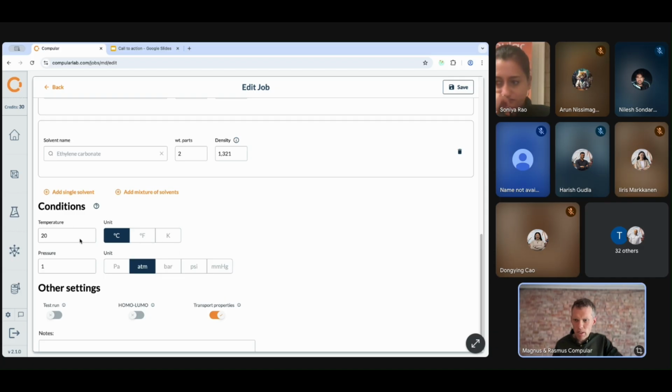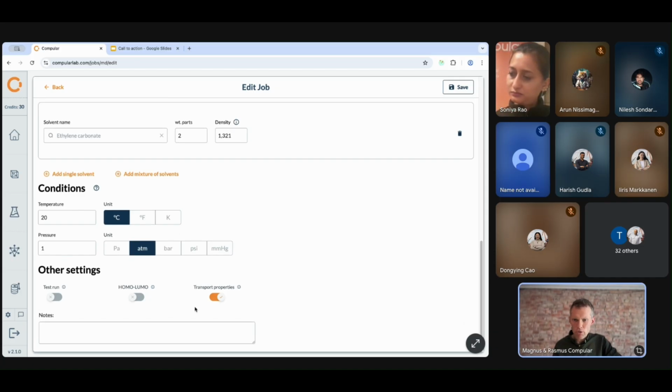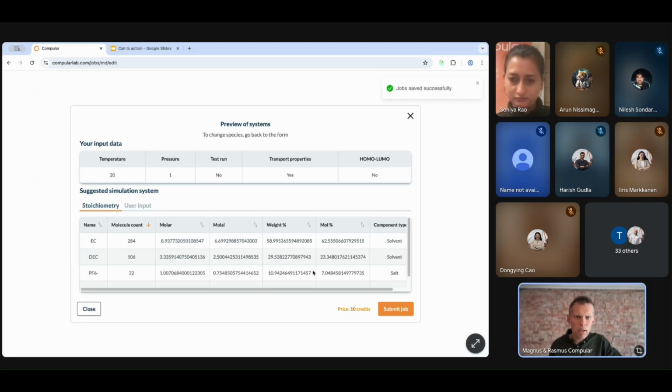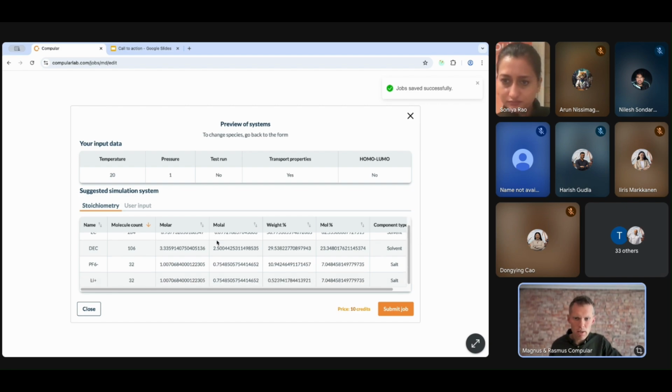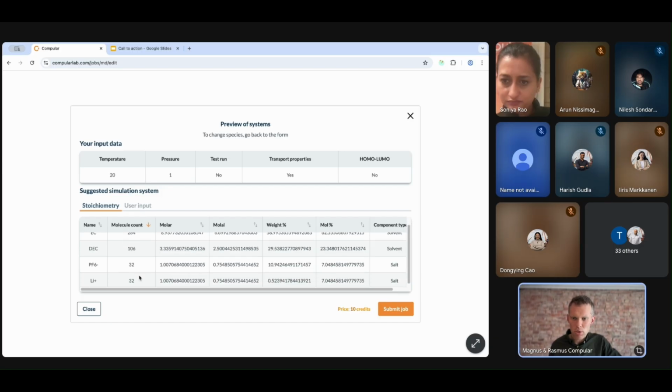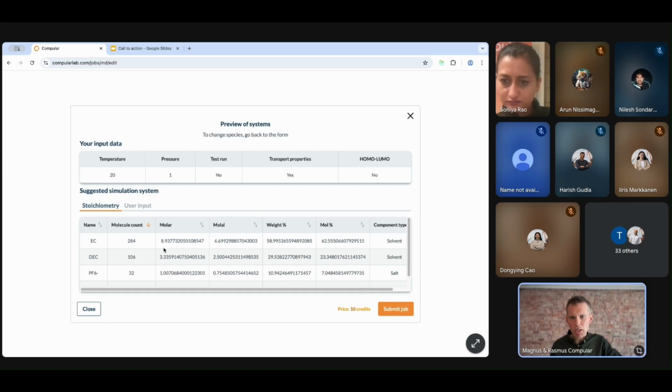Then you can specify what conditions you want to run this under, temperature and pressure, and then there are just a few settings that you can toggle. Like if you're not interested in transport properties, for example, you can toggle that off and it will be a little bit cheaper. If we continue here, you will see what we are going to run under the hood: how many molecules we will use of each species, and what that means in terms of concentrations and so on. So this is basically it.